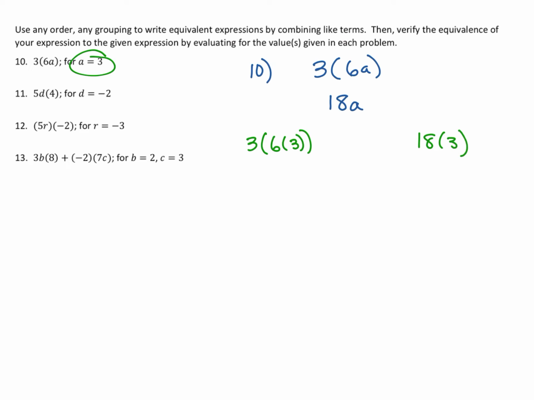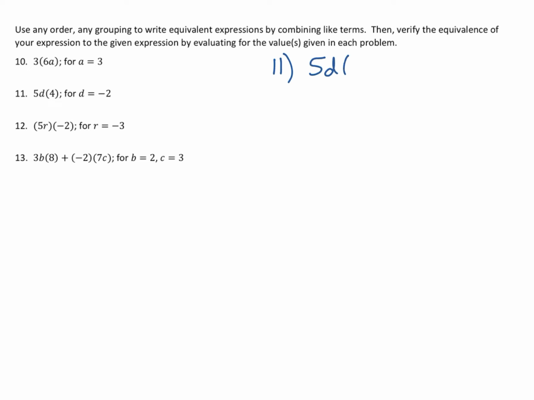The first expression, we're going to do the innermost parentheses first. 6 times 3 is 18, and 18 times 3 is 54. On the other side, 3 times 8 is 24. 3 times 1 is 3, plus 2 more makes 5. 18 times 3 is 54, so they are equivalent to each other.